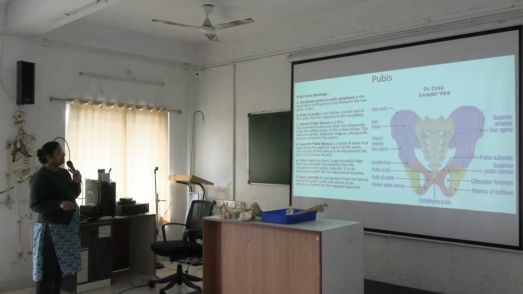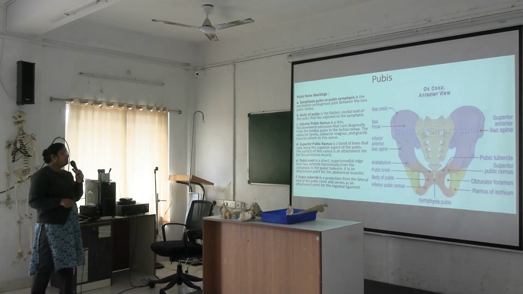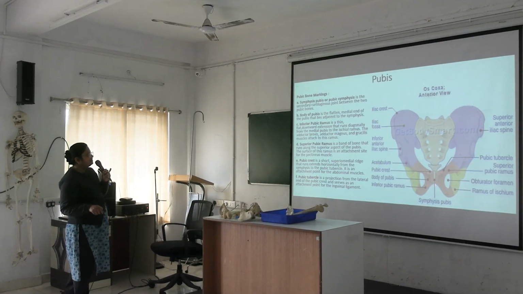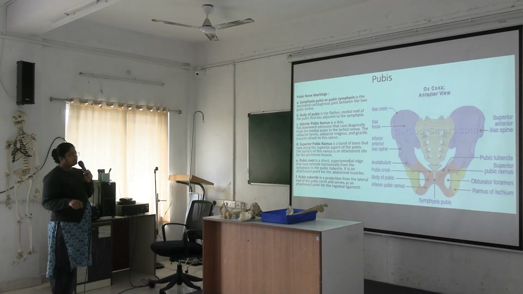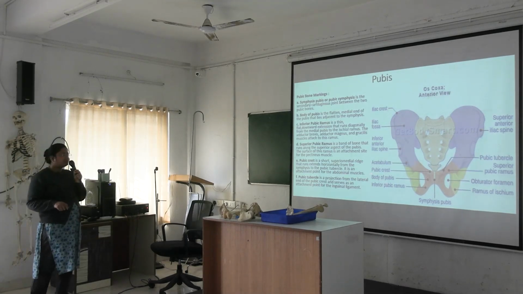Next is the pubic crest. This part is the pubic crest. It is a short superomedial ridge that extends horizontally from the symphysis pubis to the pubic tubercle. This small part is the pubic crest, and it is an attachment point for the abdominal muscles.